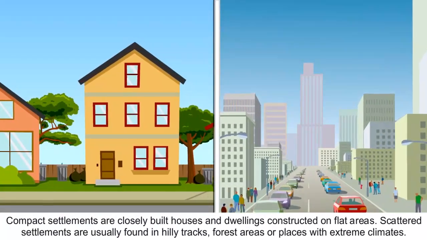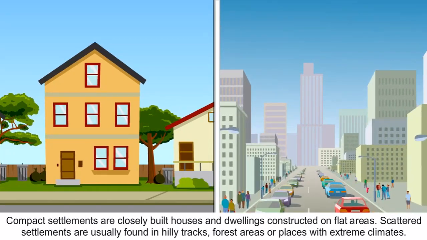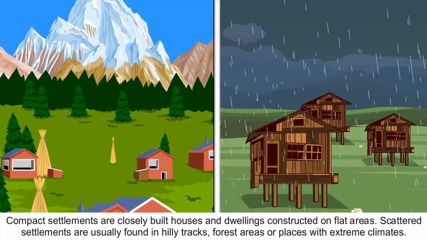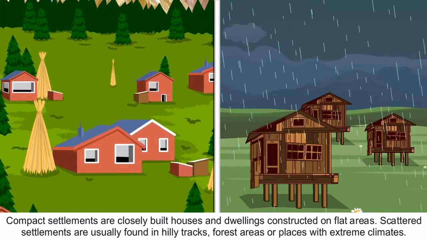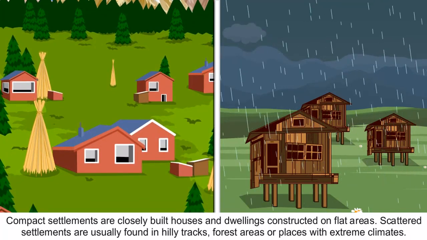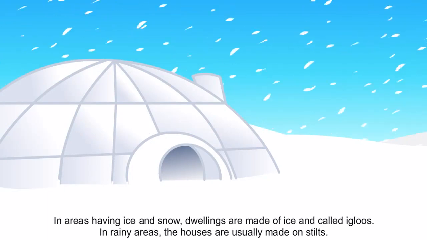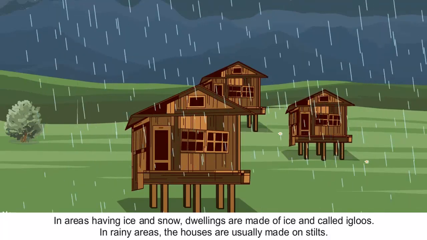Compact settlements are closely built houses and dwellings constructed on flat areas. Scattered settlements are usually found in hilly tracts, forest areas, or places with extreme climates. In areas having ice and snow, dwellings are made of ice and called igloos. In rainy areas, the houses are usually made on stilts.